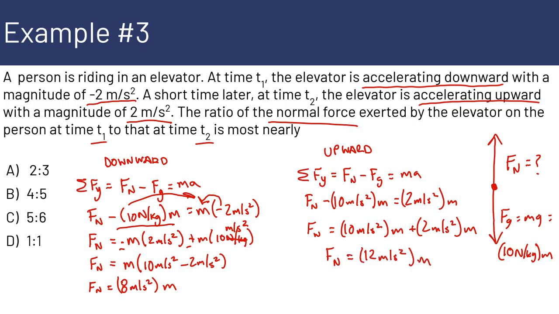Okay, now what they want for the answer here is the ratio of the normal forces exerted by the elevator on the person at time t1 to that at time t2. So our normal force is 8 to 12. So we have 8 to 12, which we can reduce. So if we divide both sides of the ratio by 4, what we end up getting is 2 to 3, which is A.